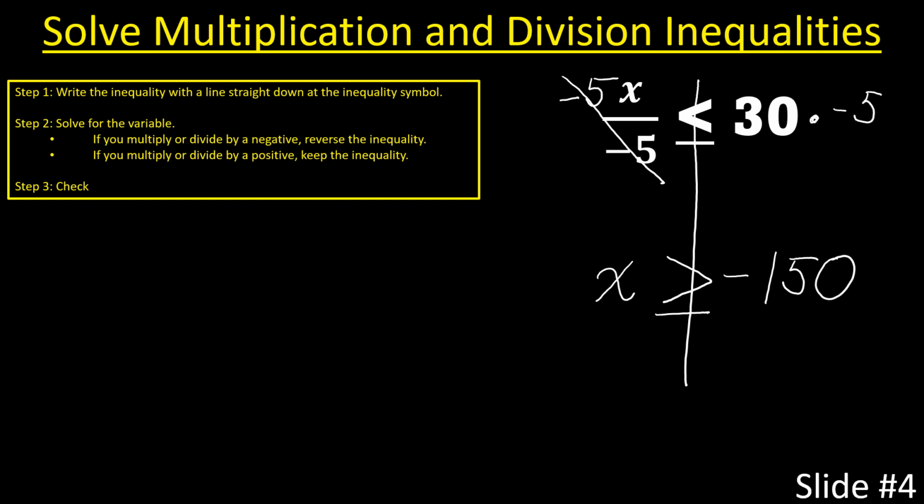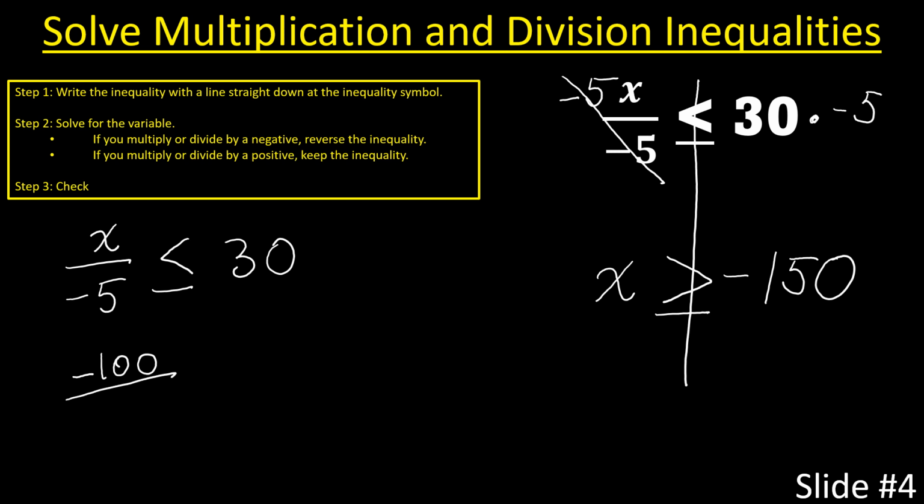Let's check. I will write the original inequality. Let's choose a number that is greater than or equal to negative 150. I will choose the number negative 100. Negative 100 over negative 5 is equal to 20. 20 is definitely less than or equal to 30. Therefore, we did this correctly.